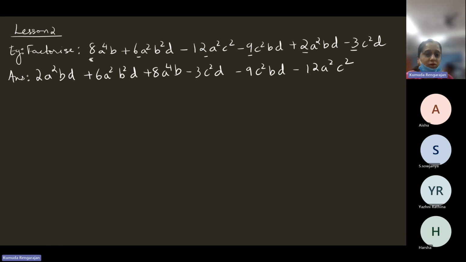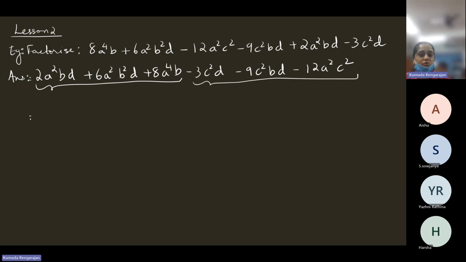Now let's see if this idea works. Okay, so now take out the HCF of these 3 terms. Between 2, 6 and 8, 2 is the HCF. A square, A to the power 4, the smallest power, A square. B square, B. And there is no D in the third term here. So this is the HCF.